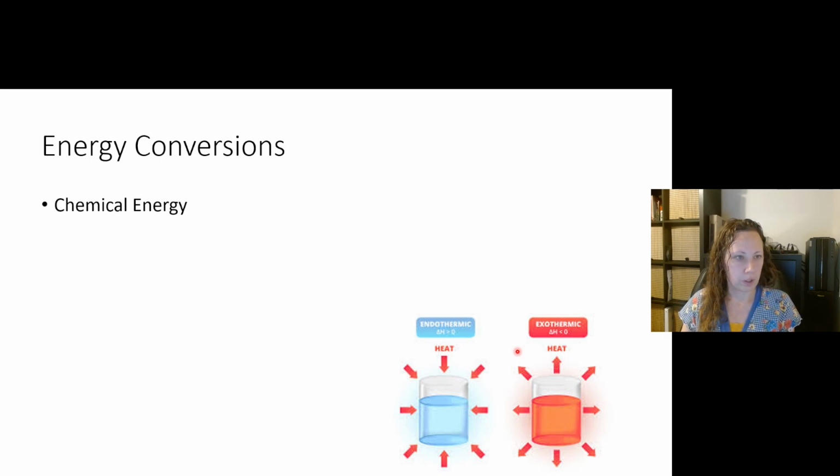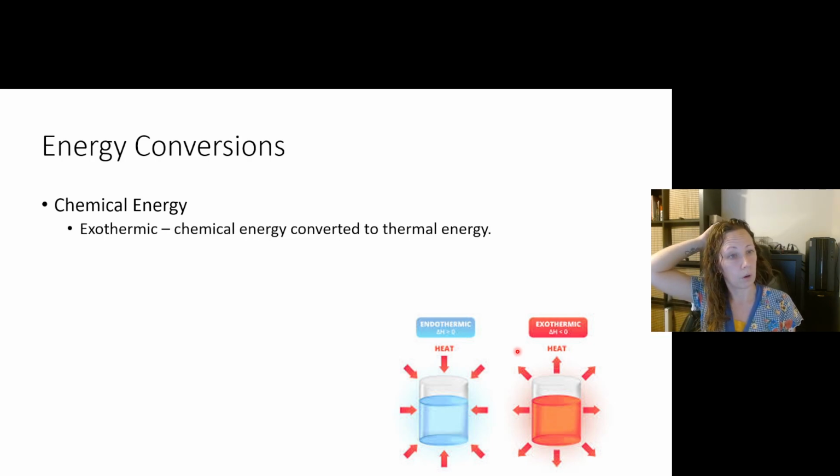Okay. So first, let's talk about chemical energy. When bonds are made or broken, energy is stored or released. If it's stored, it's in the form of chemical energy. But if it's released, often it's going to be released in the form of heat. So when that bond is broken, that chemical energy is converted to thermal energy. And when that happens, it is going to be an exothermic reaction.